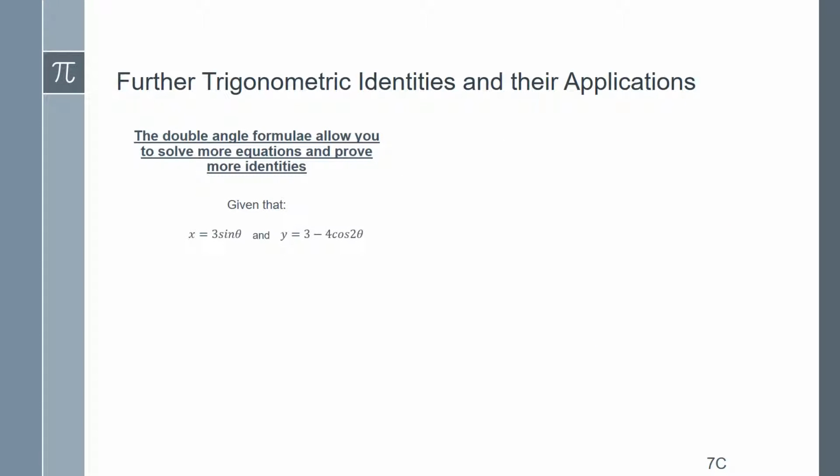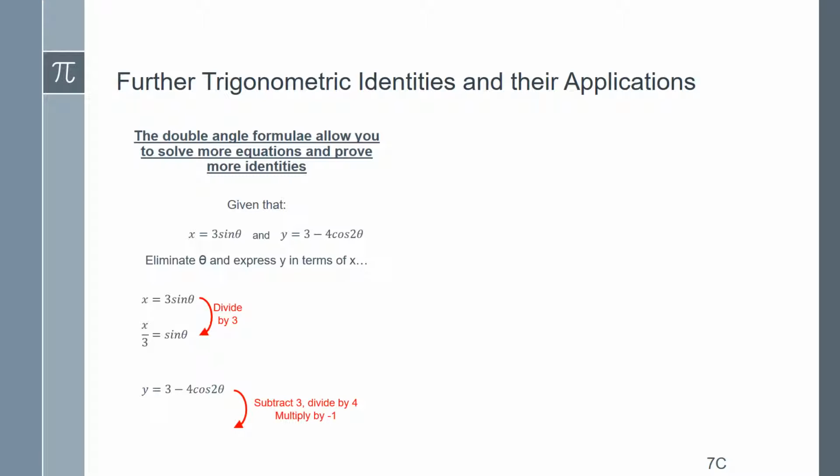Given that x is 3 sine theta and y is 3 minus 4 cos 2 theta, eliminate theta and express y in terms of x. So we've got x is 3 sine theta. If we divide that, x over 3 is sine theta. y is 3 minus 4 cos 2 theta. Well, subtract the 3, divide by 4 and times by minus 1. We get cos 2 theta is 3 minus y over 4.